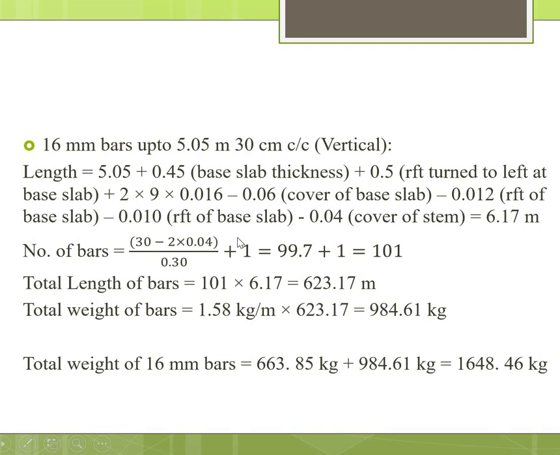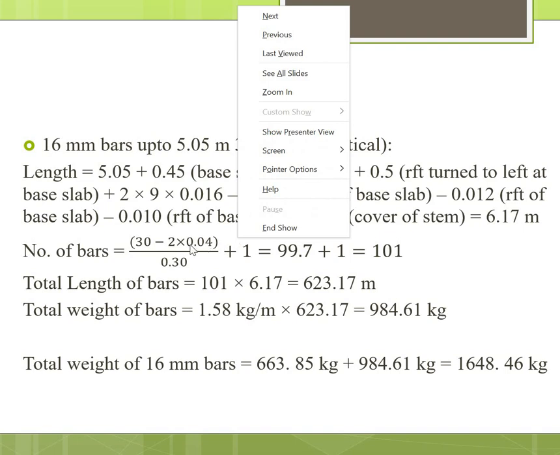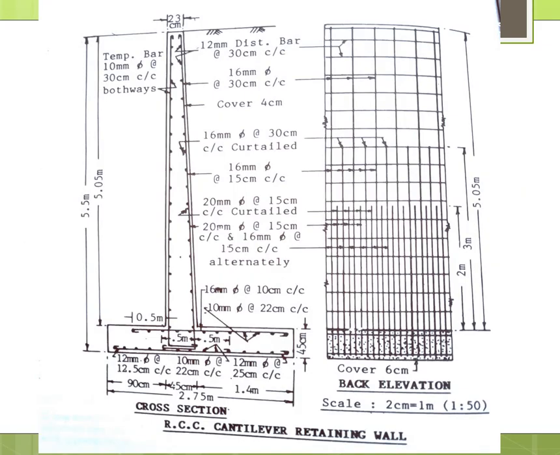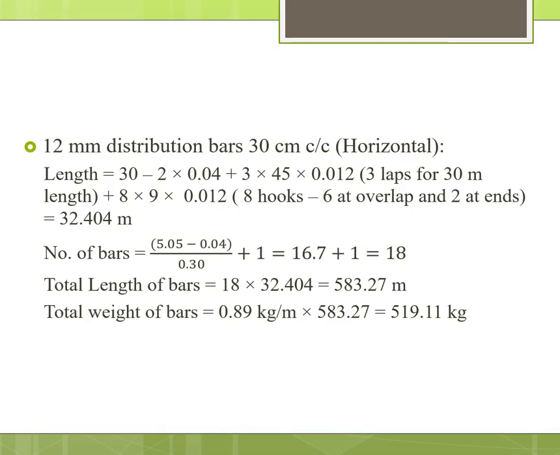The number of bars will be similar to the previous case. So the length is 30 minus 2.04 divided by the center to center spacing of 0.3, which has been given in the diagram, plus 1, and the number of bars will be 101. The total length of the bars and the total weight of the bars has to be determined as per the previous case. So the total weight of 16 mm bars is coming around 1648.46.